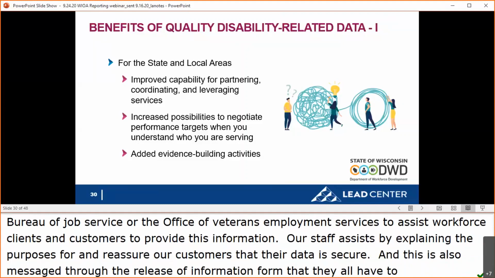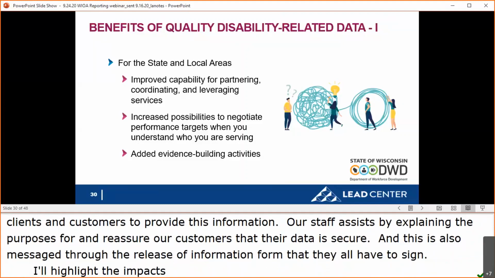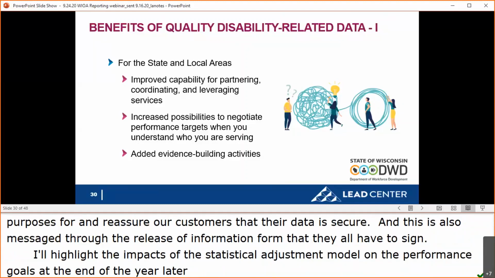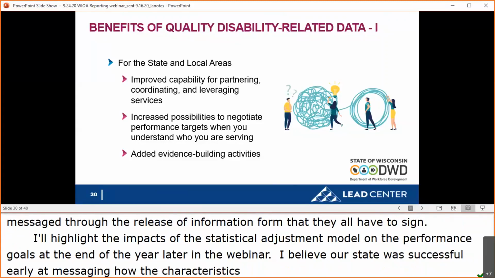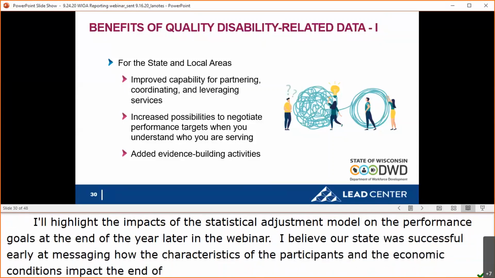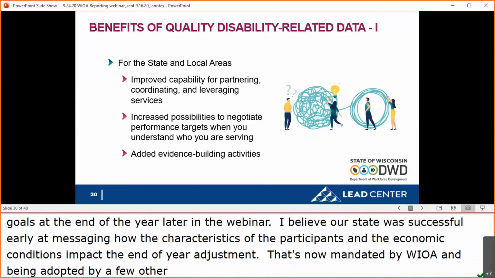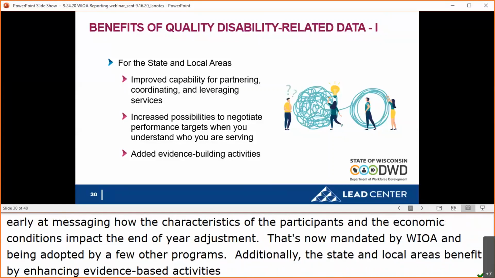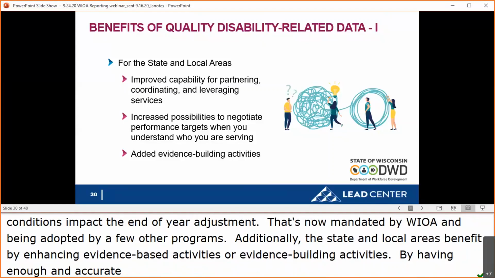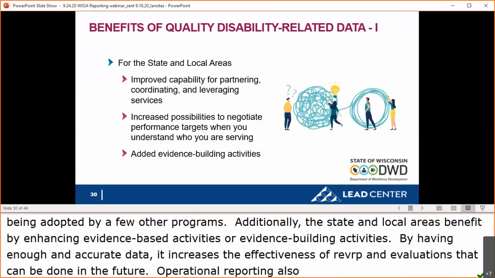I'll highlight the impacts of the statistical adjustment model on the performance goals at the end of the year later in the webinar. I believe our state was successful early at messaging how the characteristics of the participants served and the economic conditions impact the end of year adjustment. That's now mandated under WIOA and being adopted by a few other programs. Additionally, the state and local areas benefit by enhancing their evidence-based activities or evidence-building activities. By having enough and accurate data, it increases the effectiveness of research and evaluations that can be done in the future. Operational reporting also helps tell providers information about the scope of their activities.